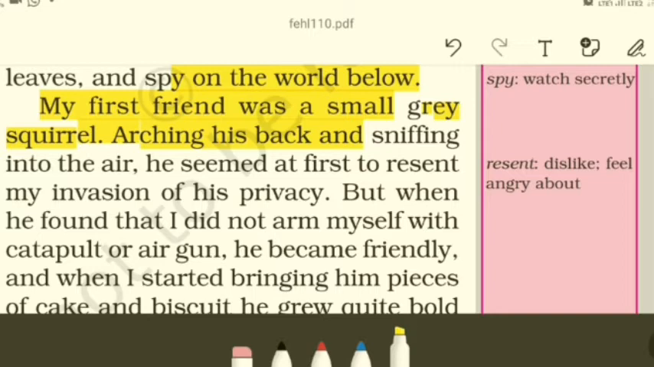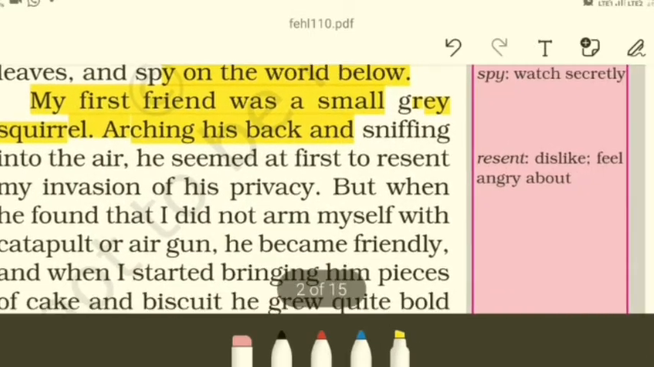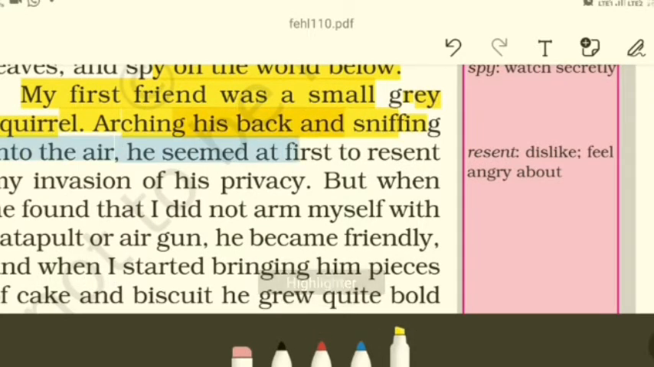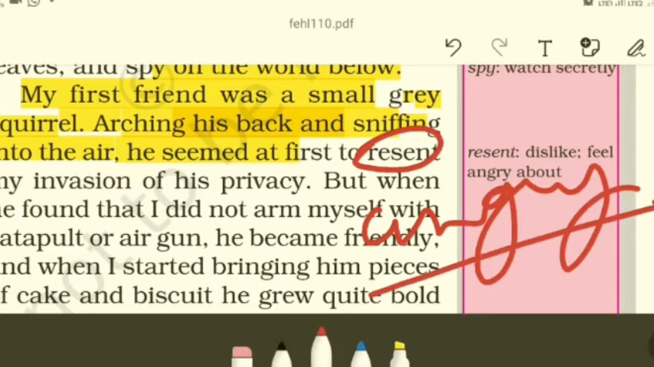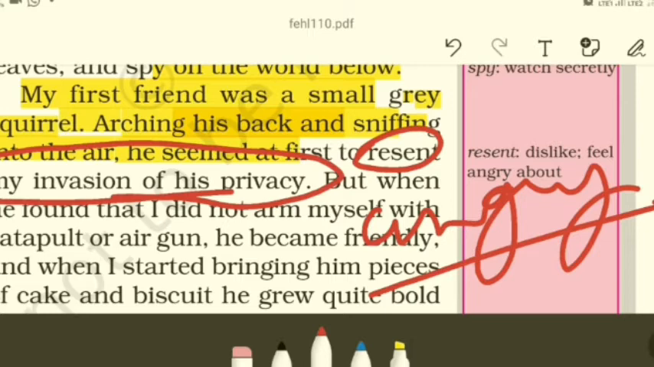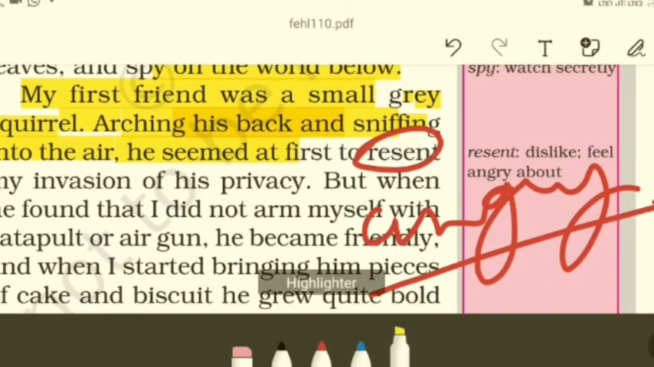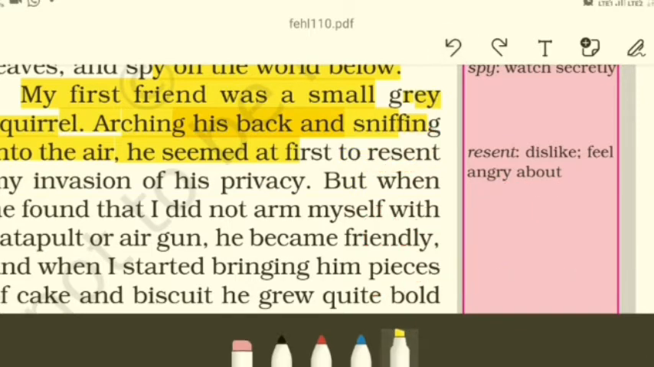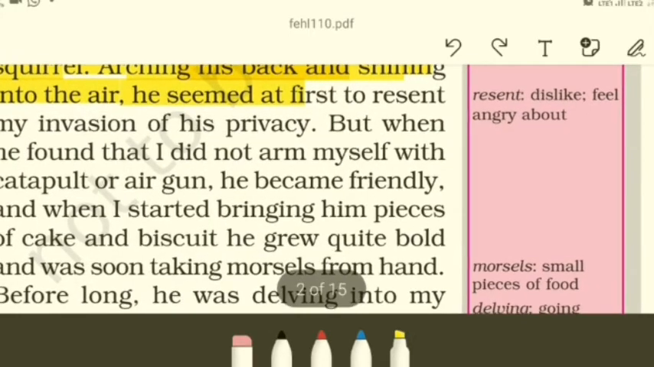Clear? So arching his back and sniffing into the air, he seemed at first to resent my invasion of his privacy. So the writer says, with the way the squirrel reacted in the beginning, it appeared to him as though he used to resent, means he used to be angry about the fact that the writer was now spending time at the banyan tree. So he used to resent my invasion of privacy. Means in the beginning it was only the squirrel and the other animals, but now the writer had started going there. So this was in a way disturbing the squirrel, thereby disturbing his privacy also.